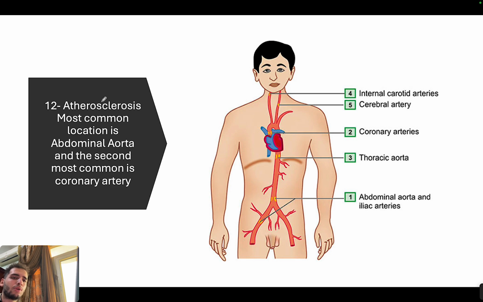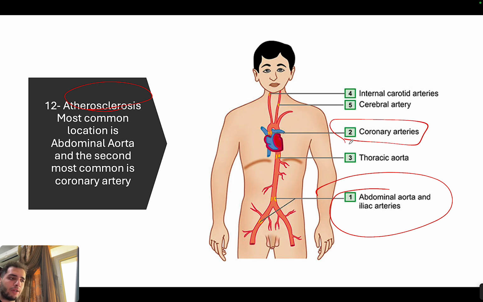The other high-yield concept is atherosclerosis. They will usually ask you about the most common locations in atherosclerosis. The most common location is usually the abdominal aorta, not the coronary arteries. But the second one would be the coronary arteries, okay? And this is important here.